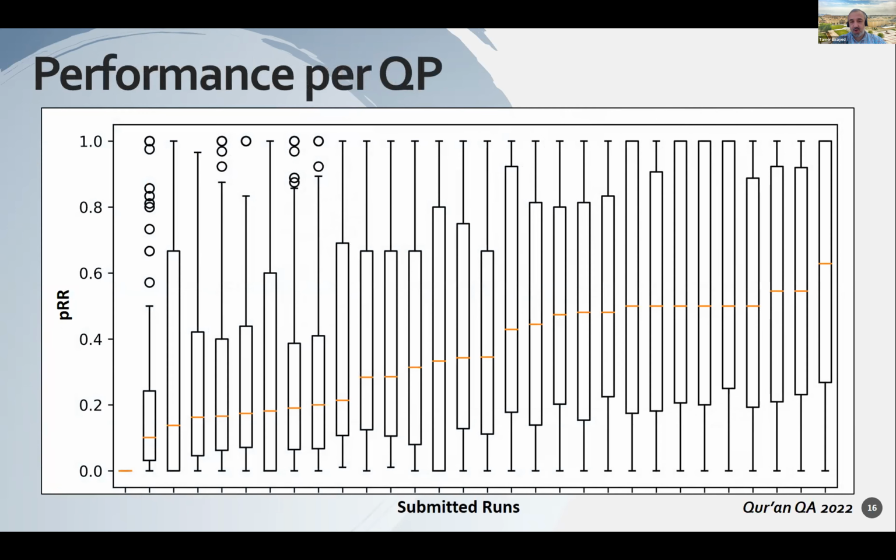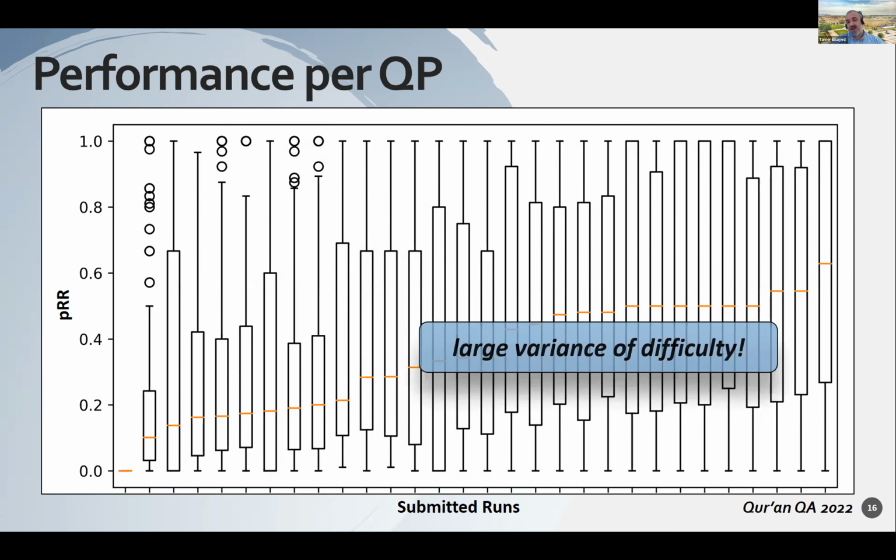This is showing the performance of the submitted runs per question-passage pair. These runs are first sorted by their median score performance, and for each one you see the distribution of the scores over all question-passage pairs. As you see, this box plot spans the whole range from 0 to 1. That means the scores over all questions and passages were actually spanning the entire range of scores.